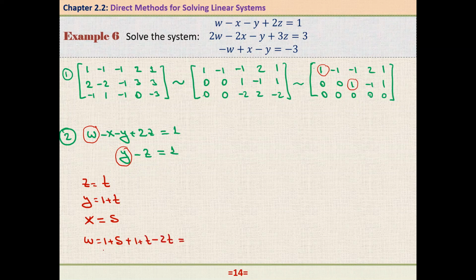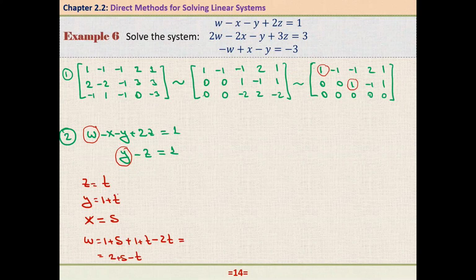Or if you just simplify this, here we have 1 plus 1, that's equal to 2. And here we have s, right? And plus s, and t minus 2t, that's equal to minus t. Okay. So after assigning parameters, now we are going to write the solution in vector form.